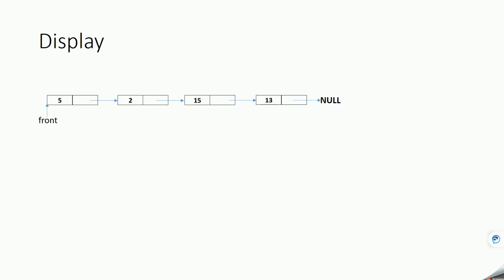In the next video we will learn to display or print the content of the linked list. You will be given a linked list like this and you will be asked to display what is the content of this linked list. So we'll print 5, then we'll print 2, then we'll print 15, then we'll print 13. Like that we'll print.